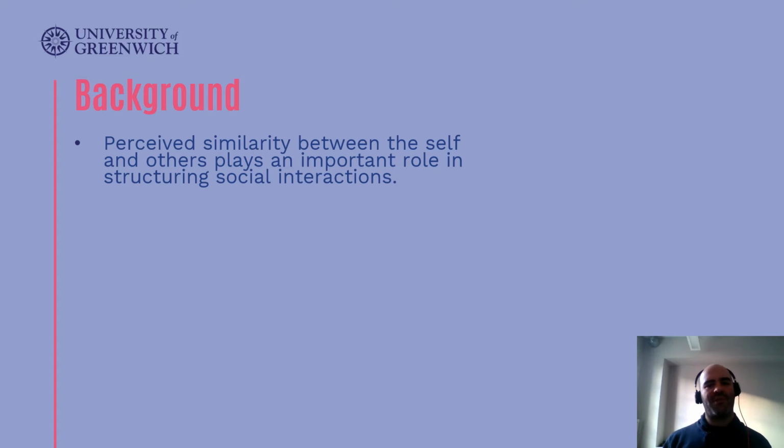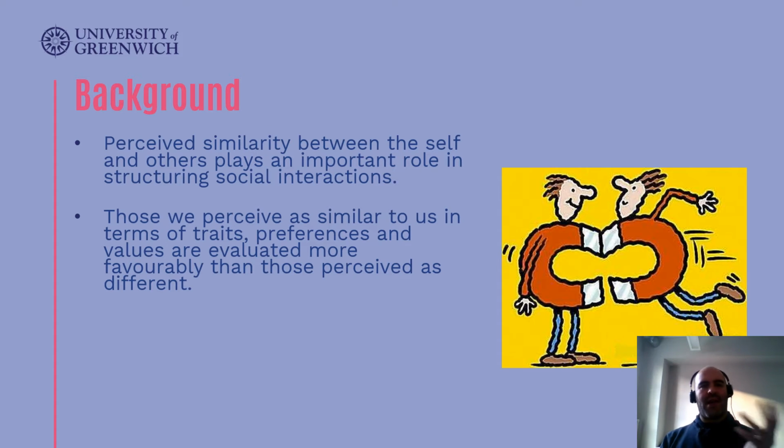So I'll be fairly brief because I've only got 3 minutes, but just to give you some background to the poster and to the project, we know that perceived similarity between self and others plays an important role in structuring social interactions. And those we perceive as more similar to ourselves in terms of their traits, preferences, and values are evaluated more favorably than those we perceive as different. So more similar people tend to be attracted together.